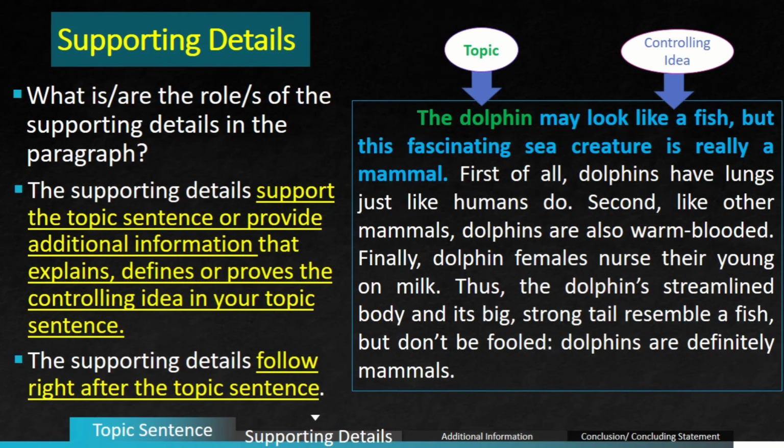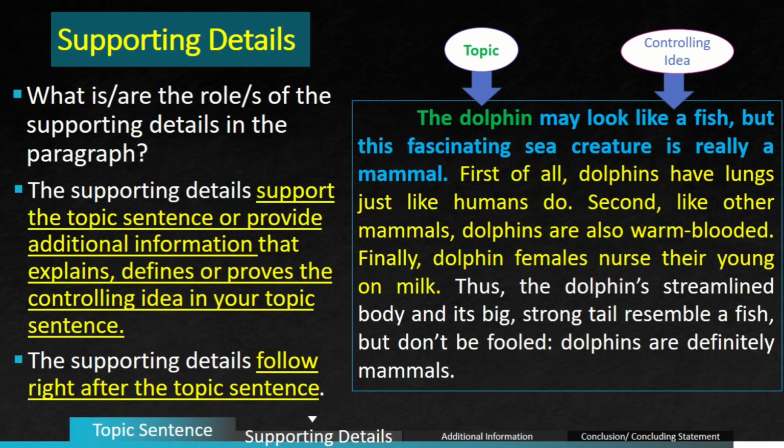In this paragraph, what do you think are the supporting details? In this paragraph, we have three supporting details that support our topic sentence. The first supporting detail is, "First of all, dolphins have lungs just like humans do." Do you think this supporting detail really supports our topic sentence? Yes, I think so.